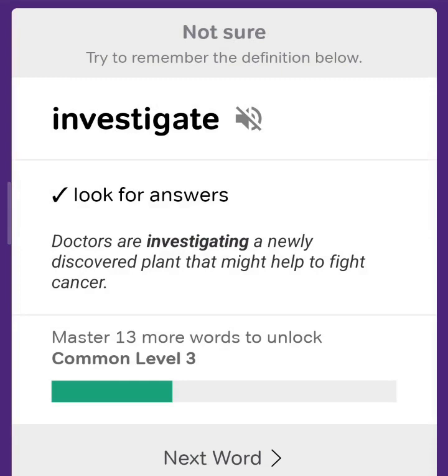Doctors are investigating a newly discovered plant that might help to fight cancer. Investigate, look for answers. Doctors are investigating a newly discovered plant that might help to fight cancer.